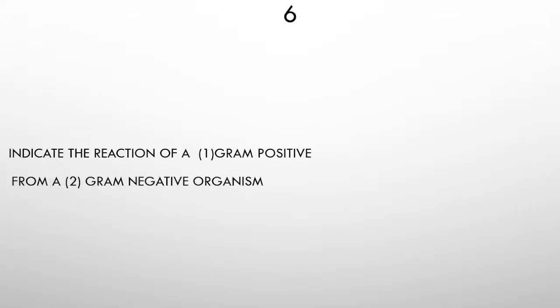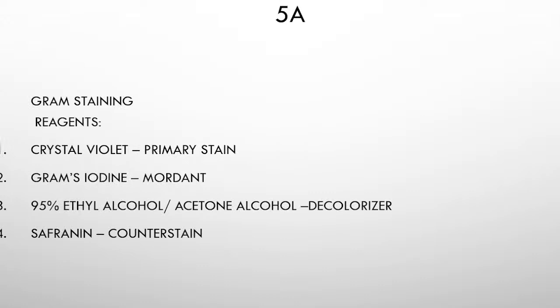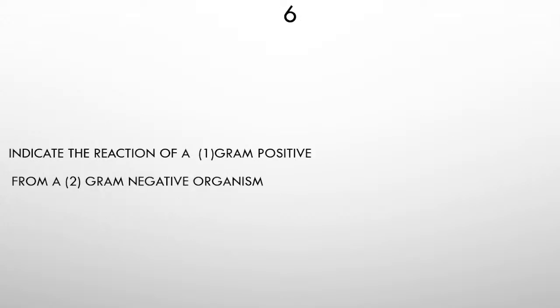All right. So they answered it correctly. So gram staining, okay? I want you guys to be specific. 95% ethyl alcohol, or what you call acetone alcohol. All right. Now, the reaction of a gram stain positive organism and a gram stain negative organism, or in simpler terms, gram positive or gram negative: violet to purple for gram positive, and then pink to red for gram negative.